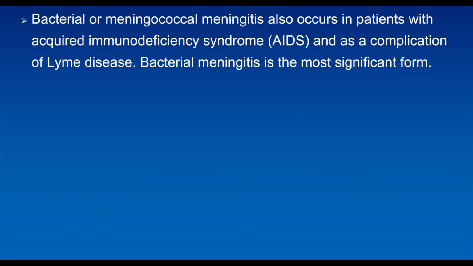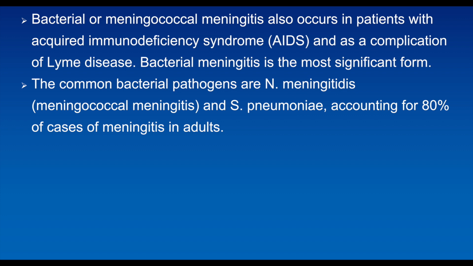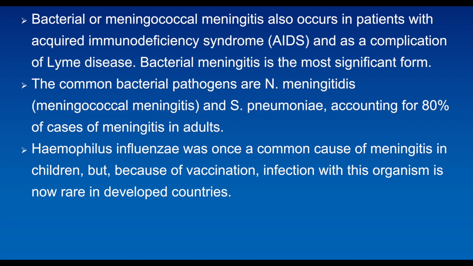Bacterial or meningococcal meningitis also occurs in patients with acquired immunodeficiency syndrome, that is AIDS, and as a complication of Lyme disease. Bacterial meningitis is the most significant form. The common bacterial pathogens are Neisseria meningitidis, meningococcal meningitis, and Streptococcus pneumoniae, accounting for 80% of cases of meningitis in adults. Haemophilus influenzae was once a common cause of meningitis in children, but because of vaccination, infection with this organism is now rare in developed countries. These are the causes of septic meningitis.